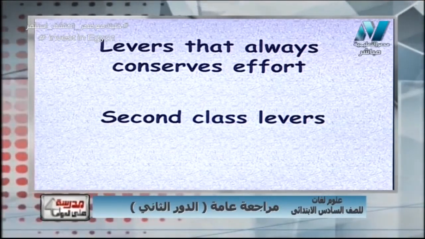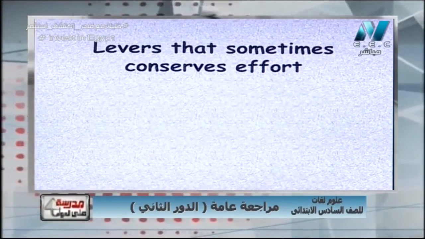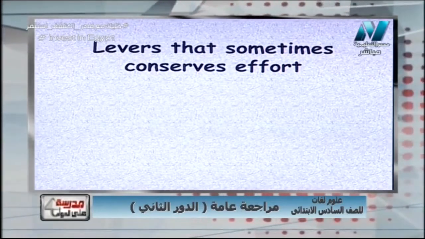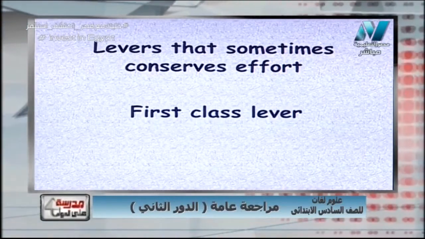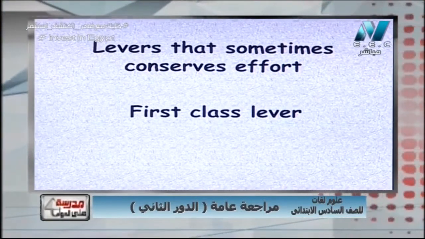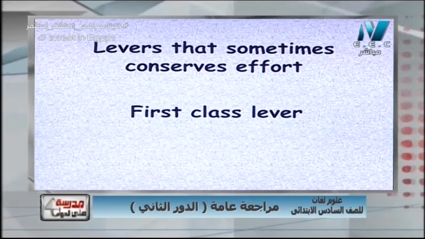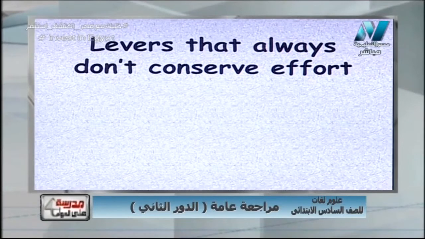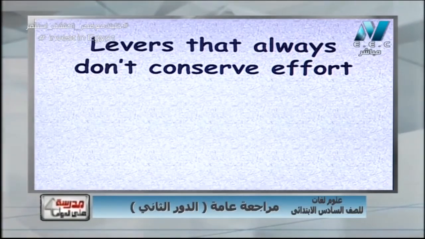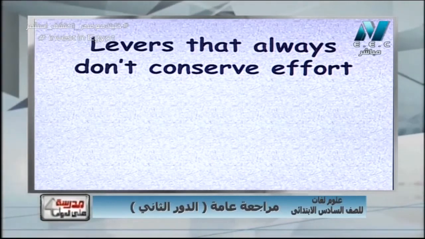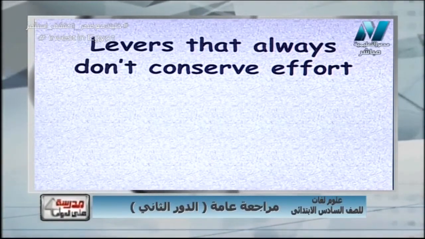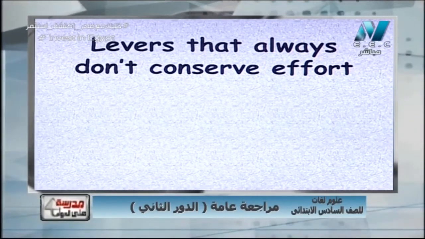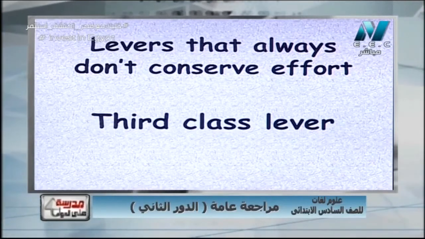The lever that always conserves effort is the second type. The lever that sometimes saves effort will be the first class lever. Levers that never conserve effort at all, but that we use for specific purposes as we said, such as accuracy in performance or avoiding danger, will be the third class lever.